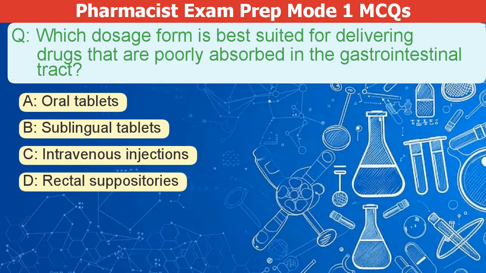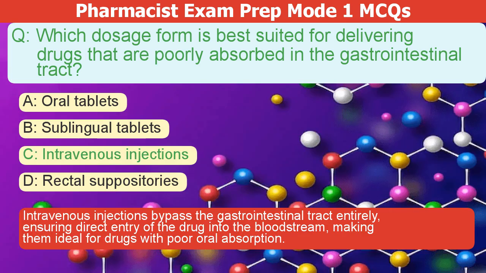Which dosage form is best suited for delivering drugs that are poorly absorbed in the gastrointestinal tract? A. Oral tablets. B. Sublingual tablets. C. Intravenous injections. D. Rectal suppositories. The correct answer is C. Intravenous injections bypass the gastrointestinal tract entirely, ensuring direct entry of the drug into the bloodstream, making them ideal for drugs with poor oral absorption.